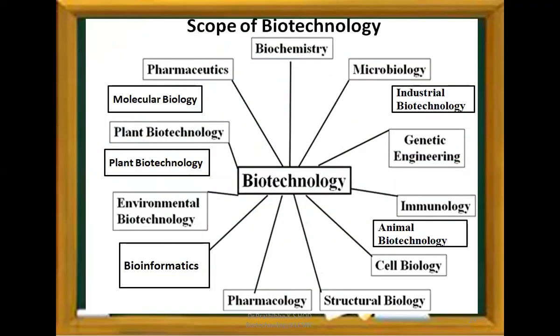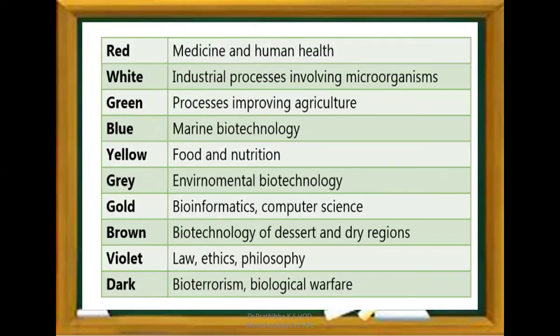Then coming to the different scope or maybe branches of biotechnology, we can also study under biotechnology: biochemistry, microbiology, industrial biotechnology, genetic engineering, immunology, then animal biotechnology, cell biology and genetics, structural biology, then pharmacology, then bioinformatics, environmental biotechnology, then plant biotechnology, molecular biology, and even pharmaceuticals. All this comes under the scope of biotechnology, or you can also say the branches of biotechnology.